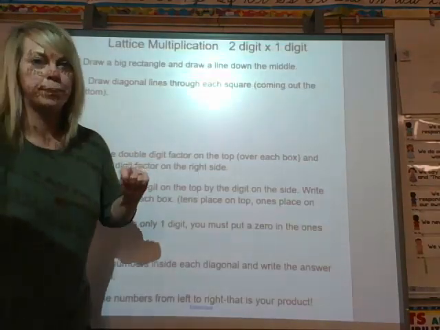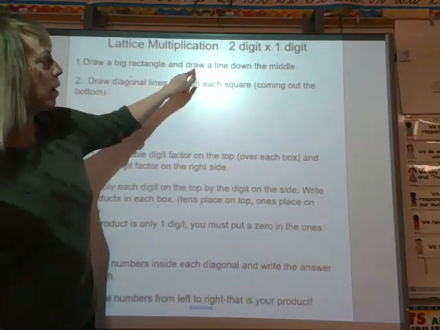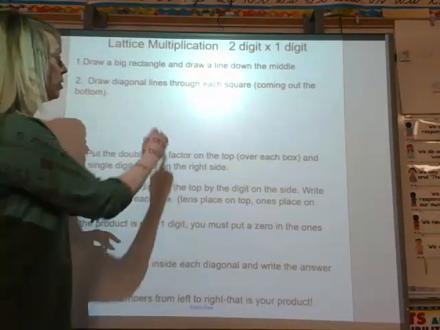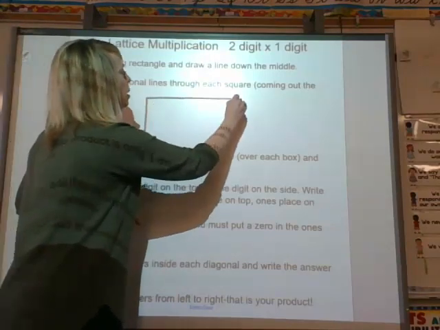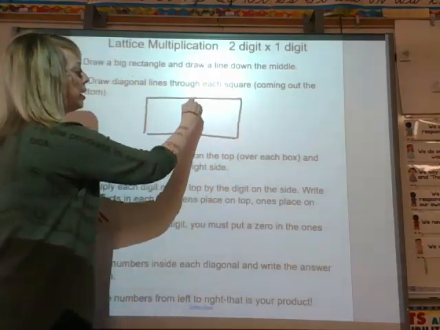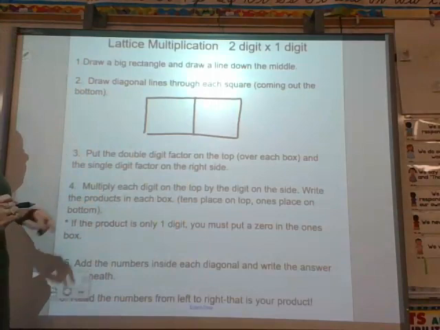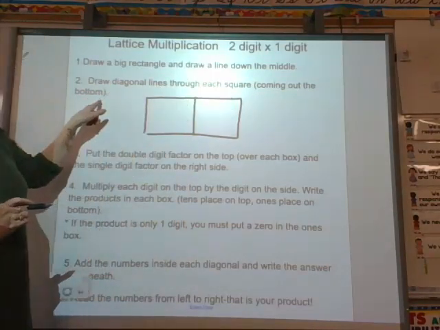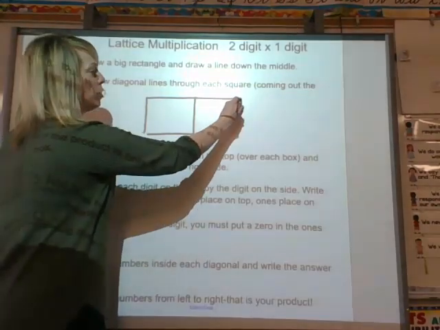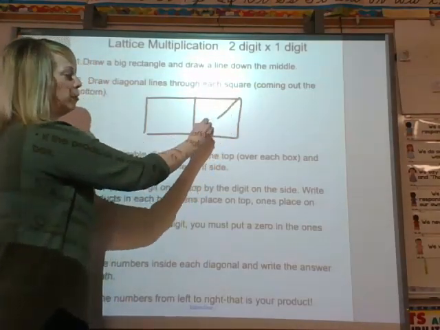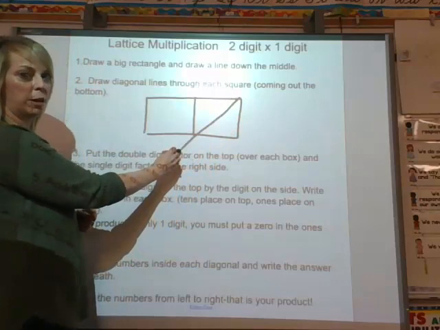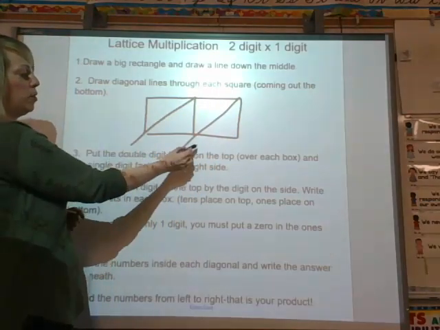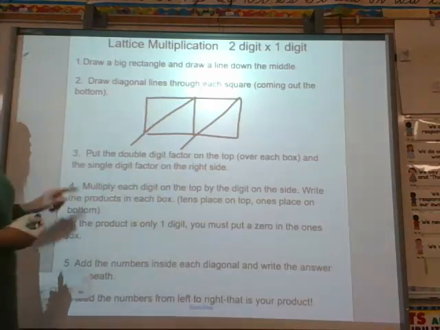So step number one, you're going to draw a big rectangle and draw a line down the middle. We're doing 2 digits by 1 digit. So you're going to draw a rectangle and cut it in half with a line down the middle. Then you're going to draw diagonal lines through each square coming out the bottom. I'm going to start over here and draw a straight diagonal line right through and stick it out the bottom a little bit. Then I'm going to do the same on this one over here. So you've got a little bit of space in between to write in.